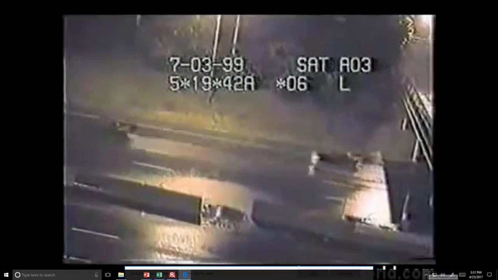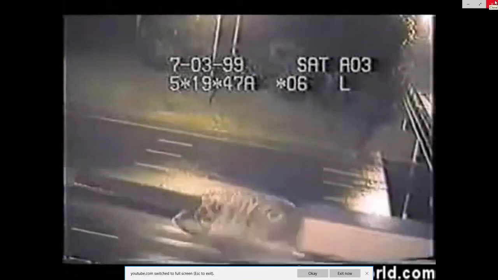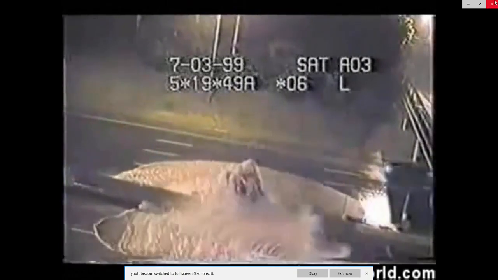All right, so it's raining. You can tell by the reflection. It's raining, right? Something's about to happen. Hello.